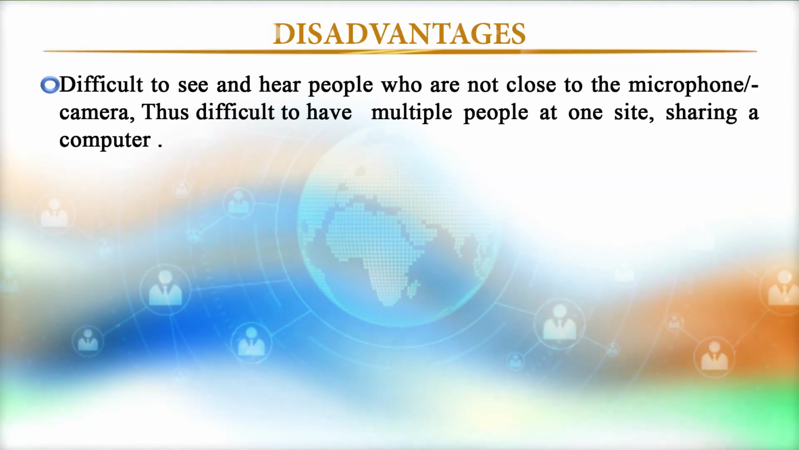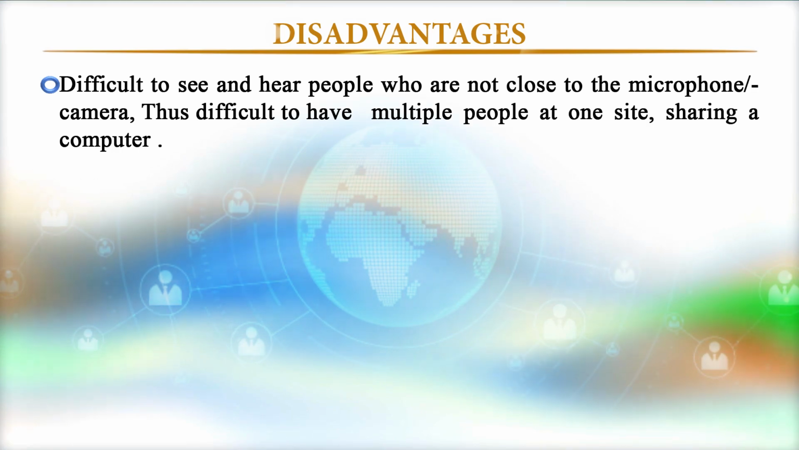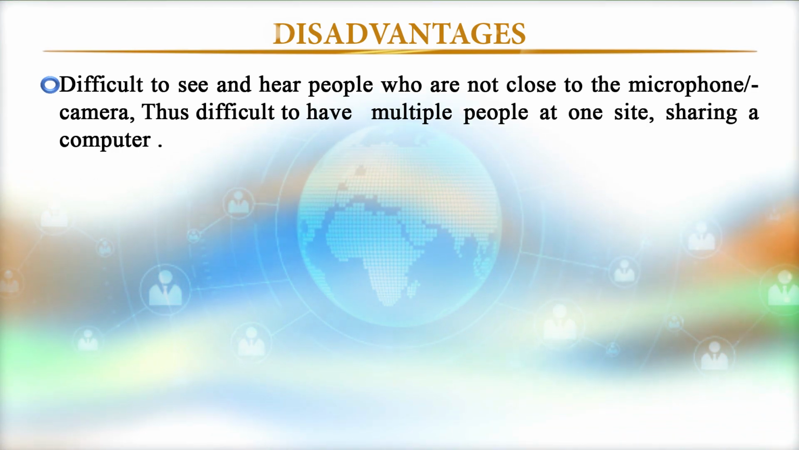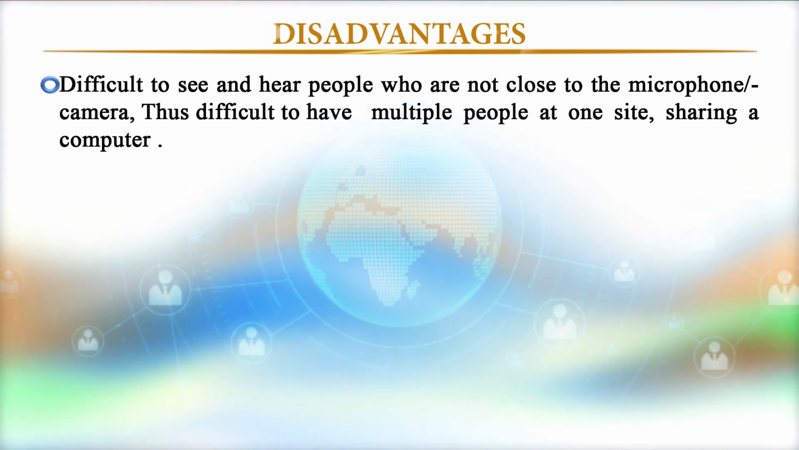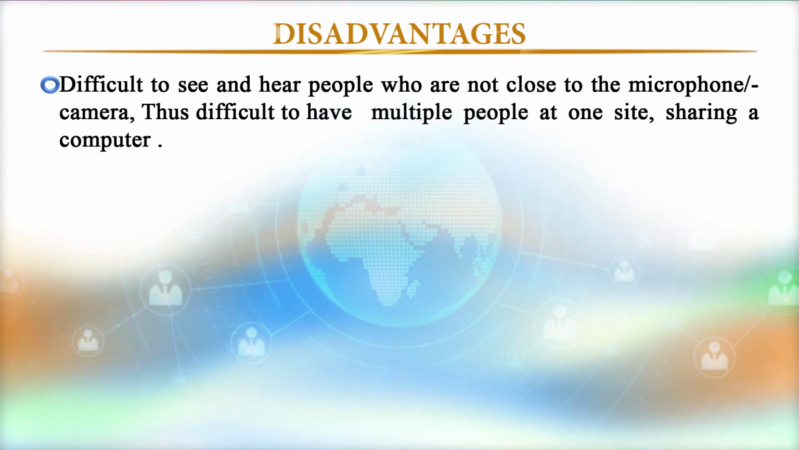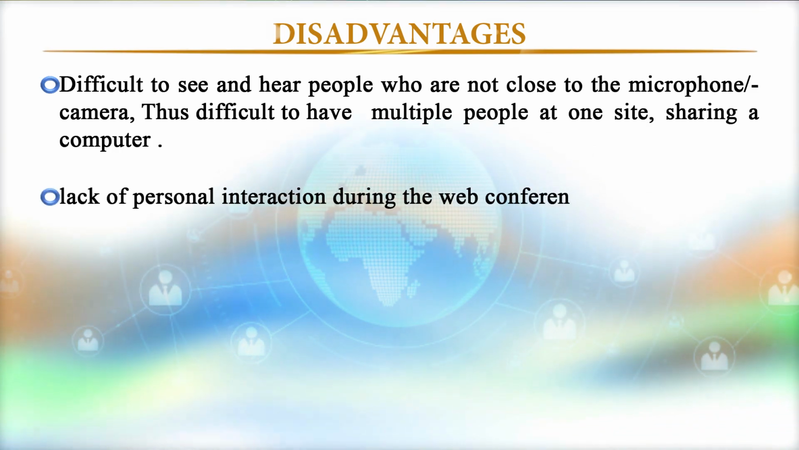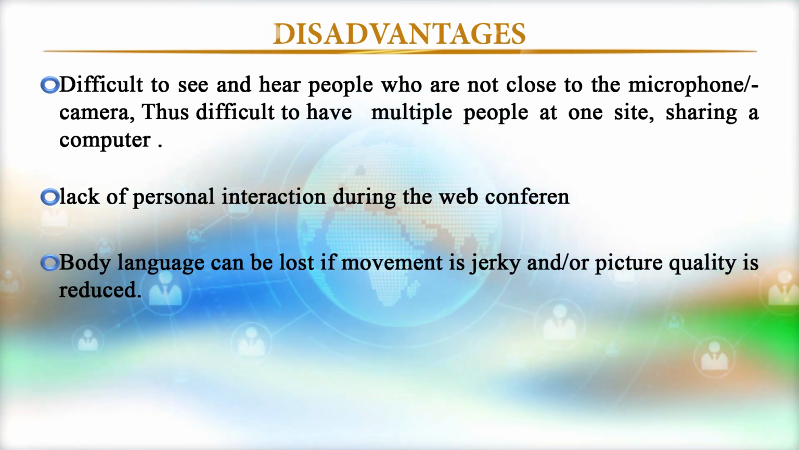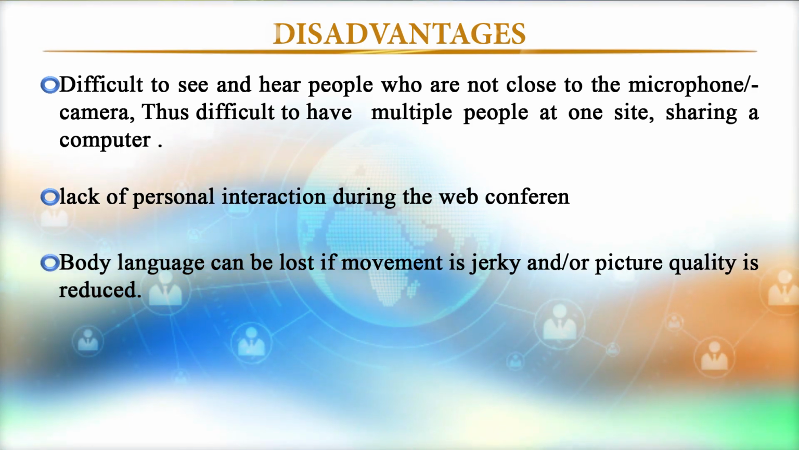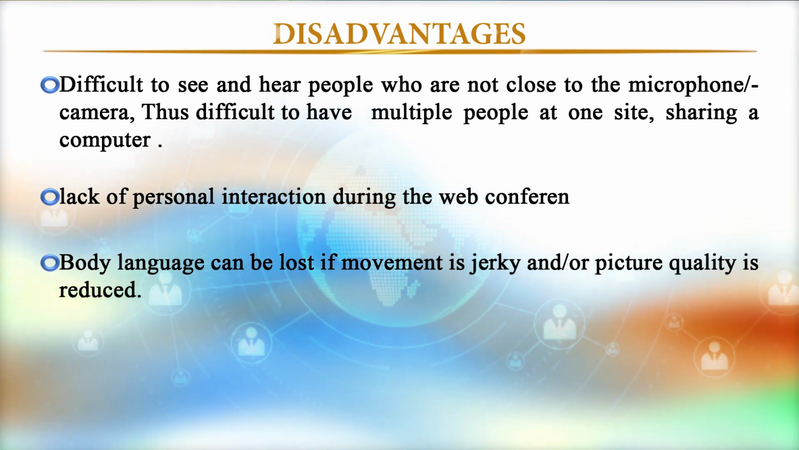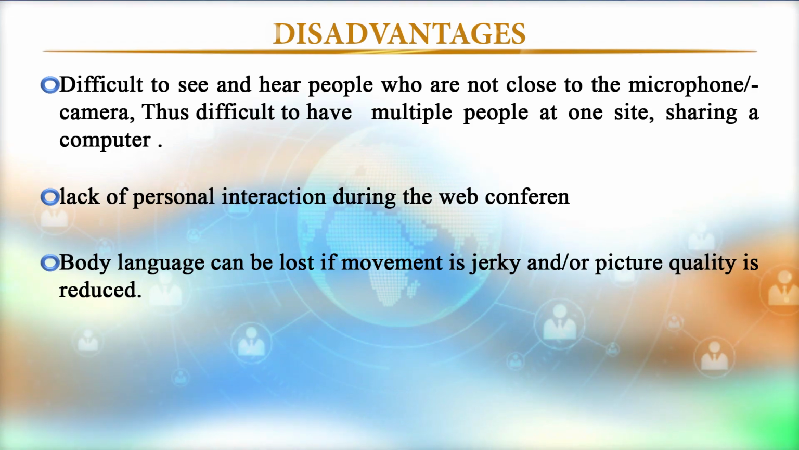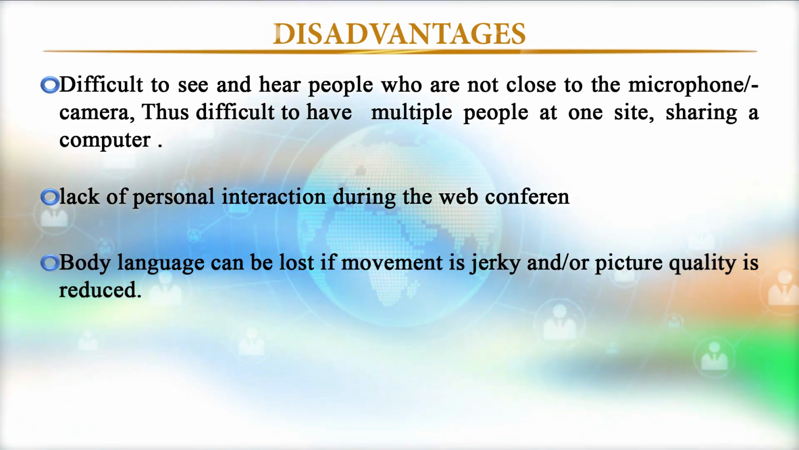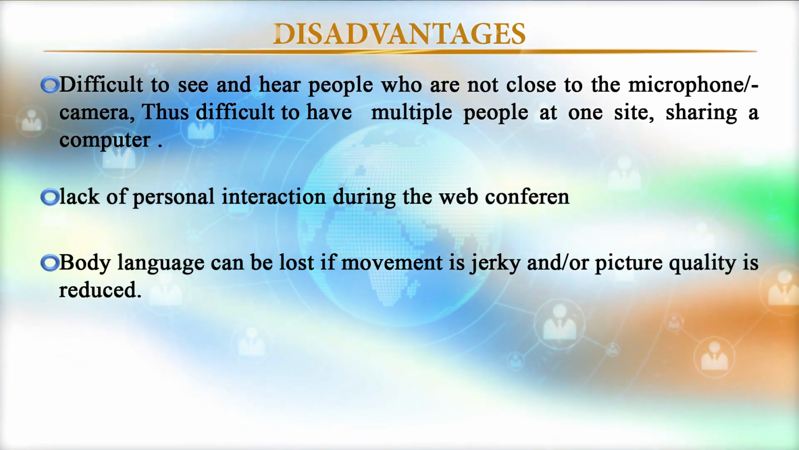There are a few disadvantages as well. It is difficult to see or hear people when they are not close to the microphone or when they are not in front of the camera. So if many people are using one camera, then it becomes difficult to communicate with all of them. Then there is a lack of personal interaction sometimes, especially the body language or the non-verbal communication is lost if the movement is jerky or the picture quality is reduced or the screen is small. And as we know that non-verbal communication is also very effective, so this becomes a loss in this kind of communication over web conferencing.